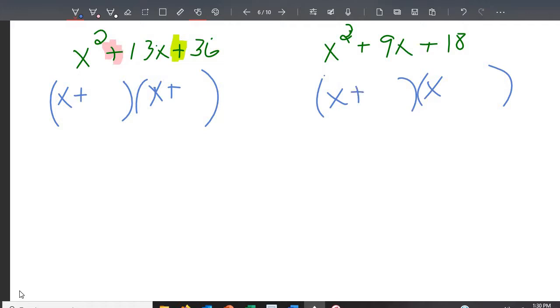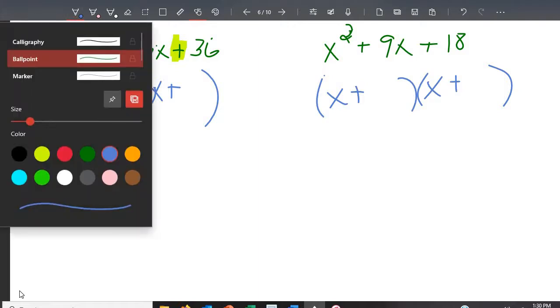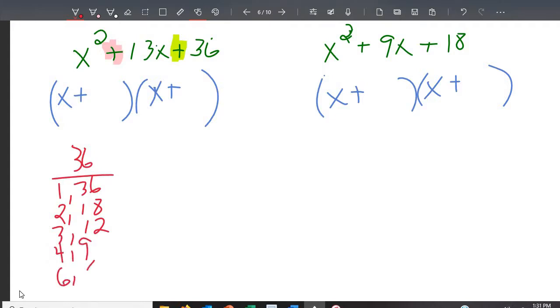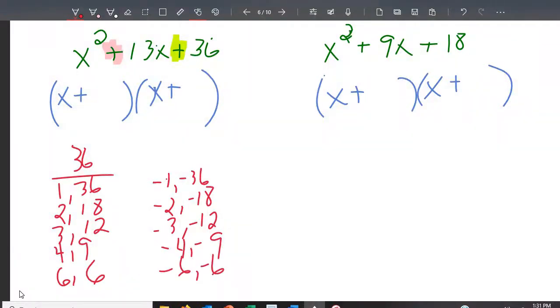Same thing on this example. They're both plus signs. Now, I'm going to list all the factors of 36, both positives and negatives. 2 and 18, 3 and 12, 4 and 9, 6 and 6. Then we turn around and list them with negative signs. Negative 2, negative 18, negative 3, negative 12, negative 4, negative 9, negative 6, negative 6.